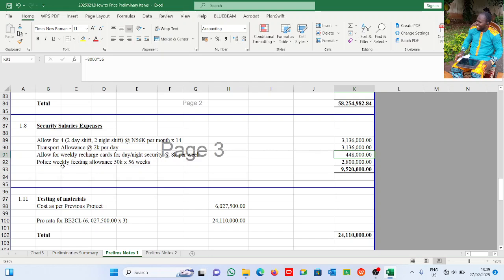Now also weekly police feeding and weekly allowance, so we keep 50,000 naira for them, 50,000 naira per week for 56 weeks. So add everything up, this is security, salary and expenses. It may not be police in your own, it could just be your own local security you're using. You have to account for them also.